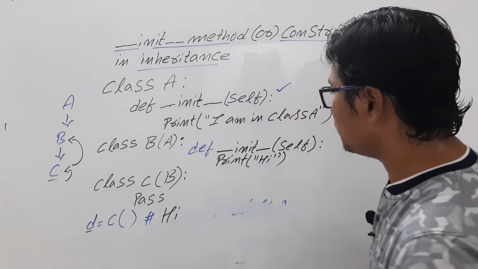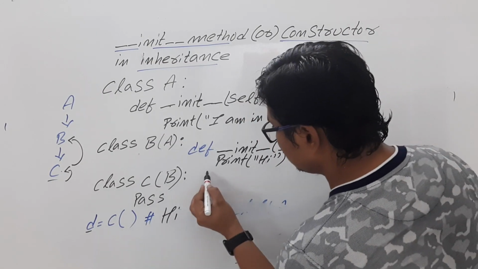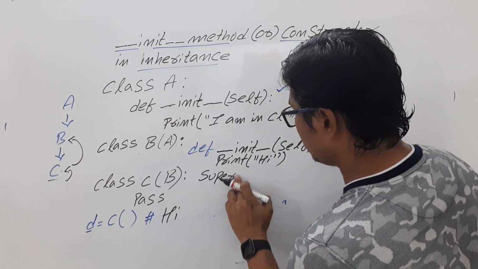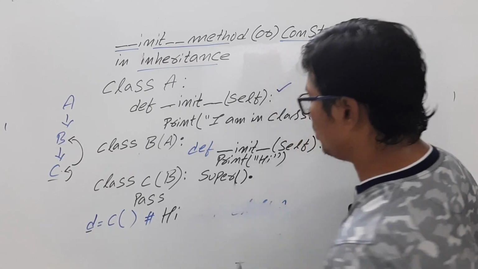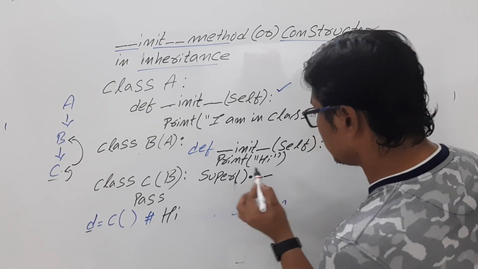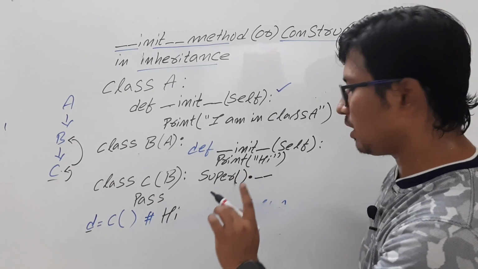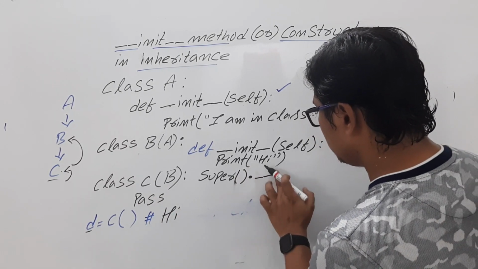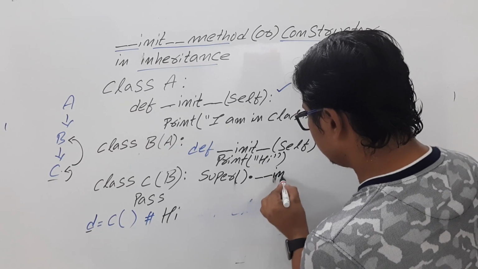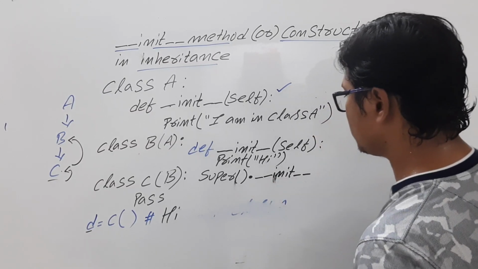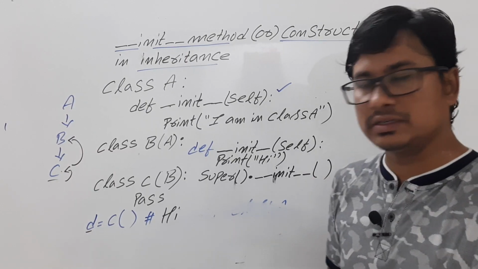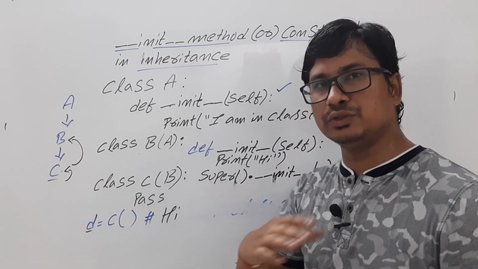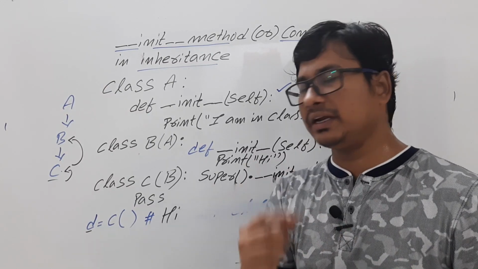I think by this time you know it. Let me write here: super method dot underscore underscore init underscore underscore. Earlier also I think I would have written super method, then init. Is it clear? If I have not written like this, please modify it. This is the correction you should do. I think I have written correctly, but I'm in confusion.